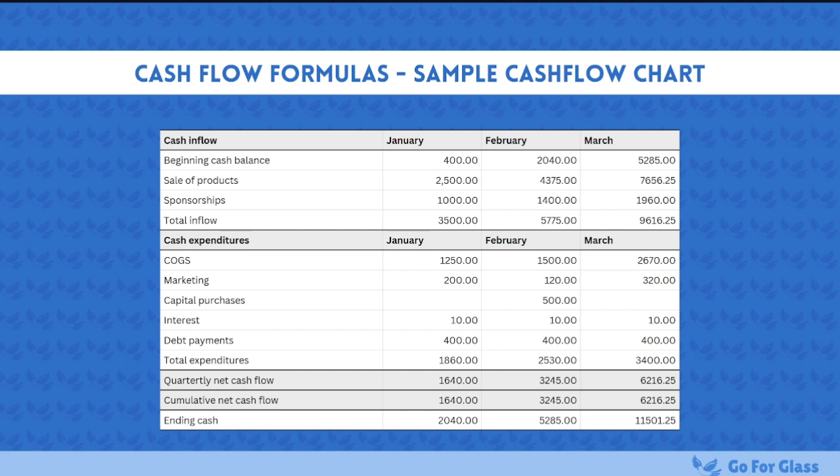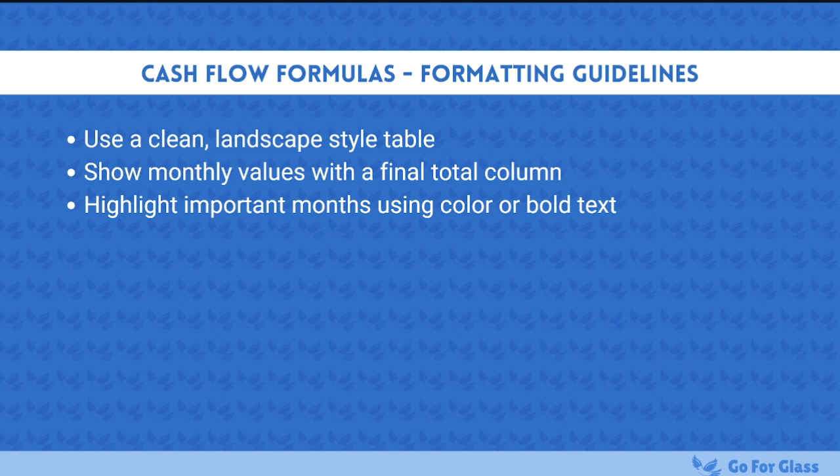Once again, all negatives should be in parentheses. None on here, but worth noting. We continue this pattern through all 12 months. Update each ending cash value by adding net cash flow to the previous month's ending balance. Using a clean landscape-style table, we show monthly values with a final total column.